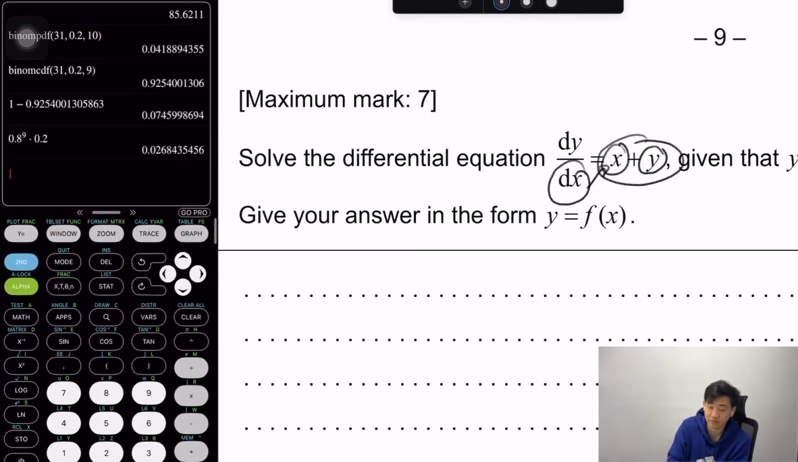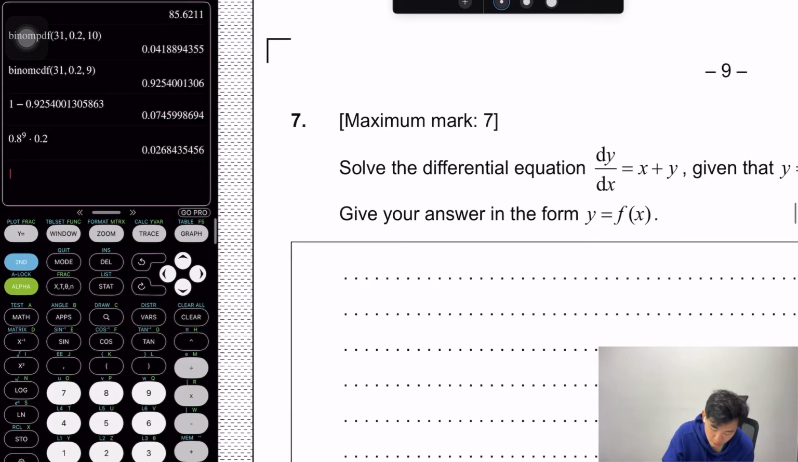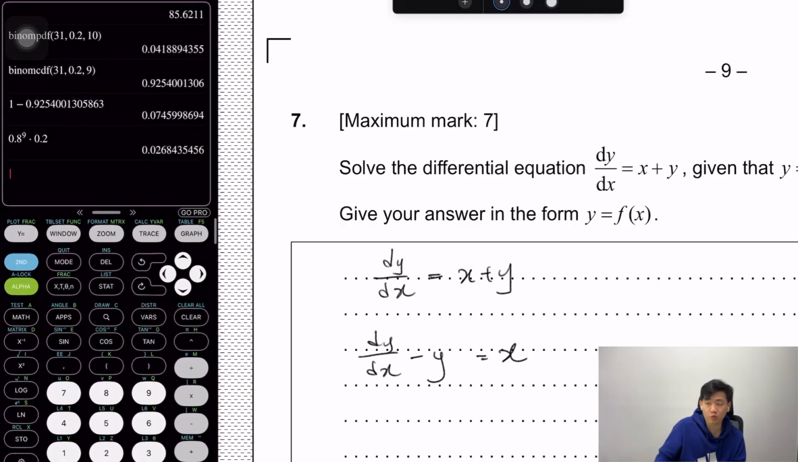You have to use the integrating factor. So again, the thing that we can actually do is rewrite it. dy dx equals x plus y, and then dy over dx minus y equals x. You're trying to write it in this way first. The thing that we can do to help us understand this part is we have to multiply by e to the power of negative x, because this is the integrating factor.